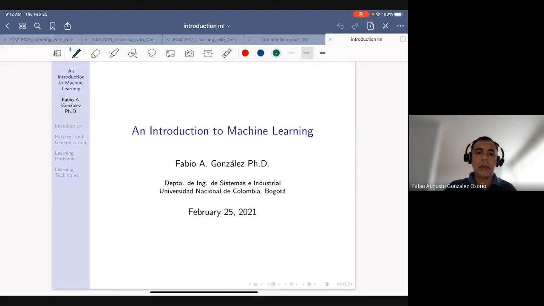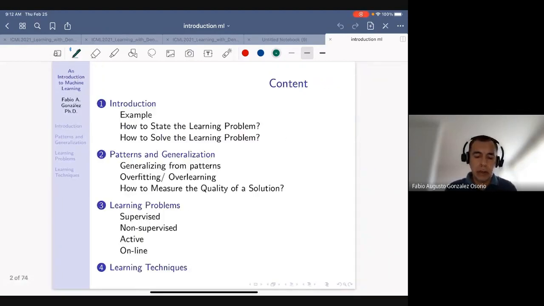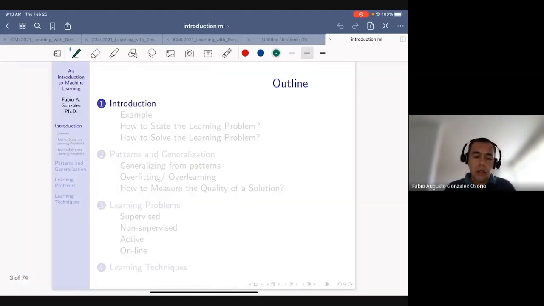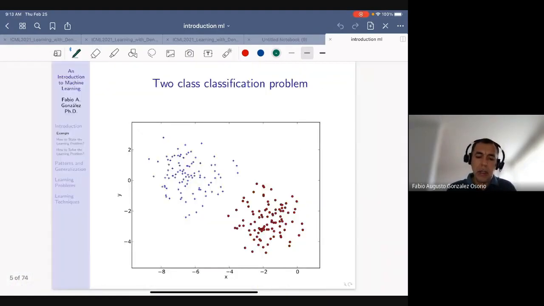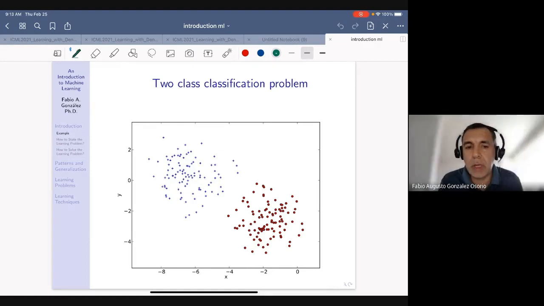Okay, so the topics that we are going to discuss today are these, and let's start. First, this is a very simple example that probably some of you have already addressed. My question for you is, how do you find a model that is able to classify between these two classes? We have just data points which are two-dimensional. They belong to two classes, red and blue.